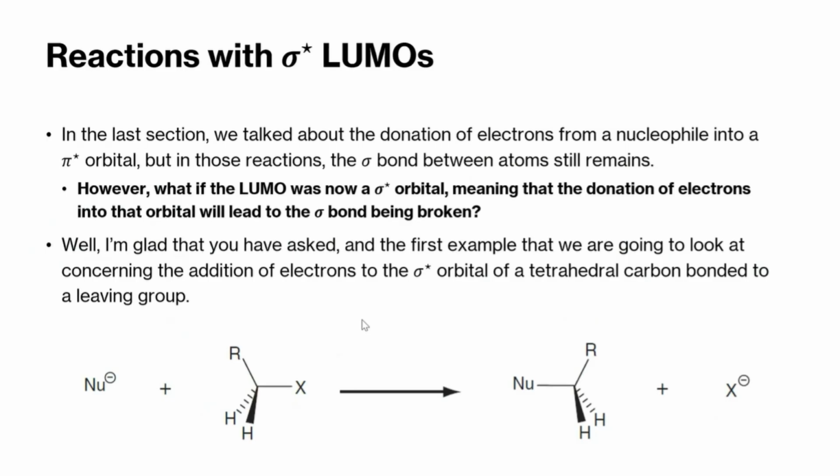So our first reaction will concern the addition of electrons from a nucleophile to the sigma antibonding orbital of a tetrahedral carbon that is bonded to a leaving group. It's called a leaving group because it will leave and this nucleophile will bond with that tetrahedral carbon. This is known as the SN2 mechanism.